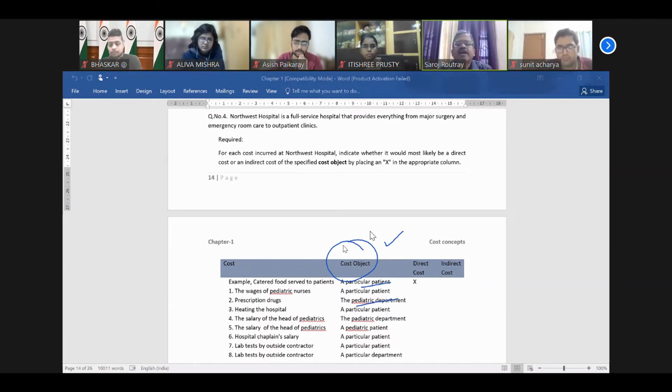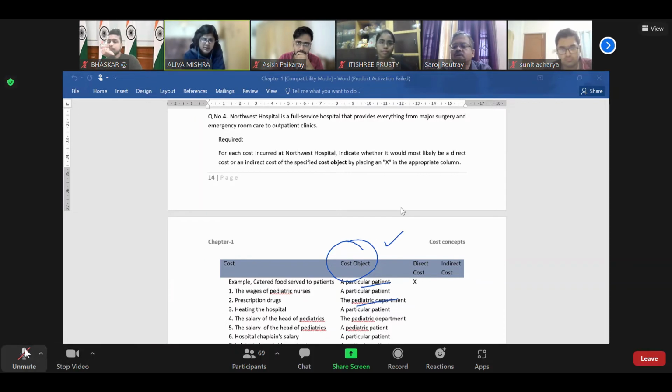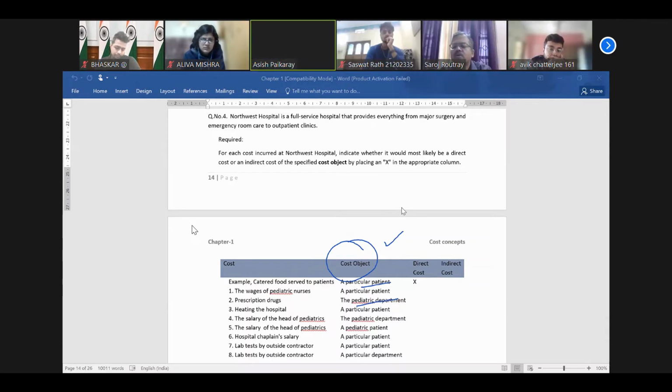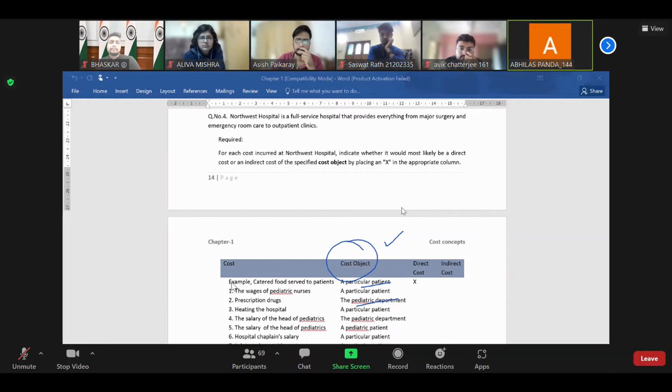The first example given here is catered food served to patients, and the cost object is a particular patient. This is already given. This is a direct cost. Okay, and why is it a direct cost? Because it can be identified with the patient. Yes, sir. We can identify the cost because we directly spend for a particular customer, so we can identify easily. So we can identify for a particular customer how much cost it is.